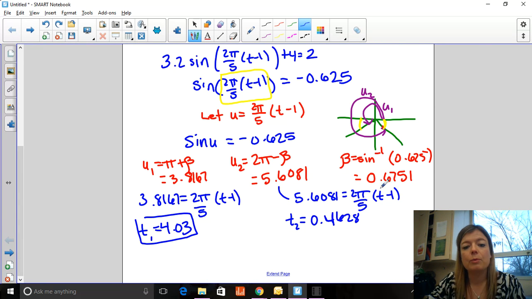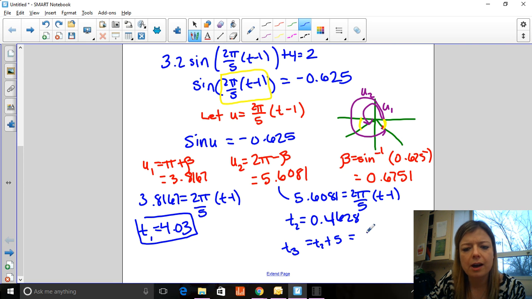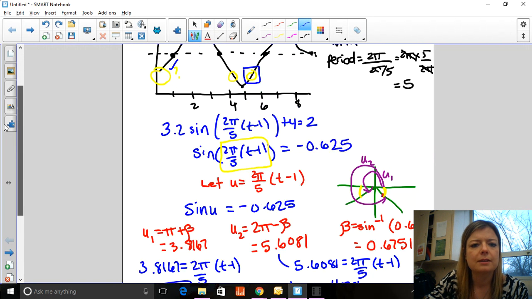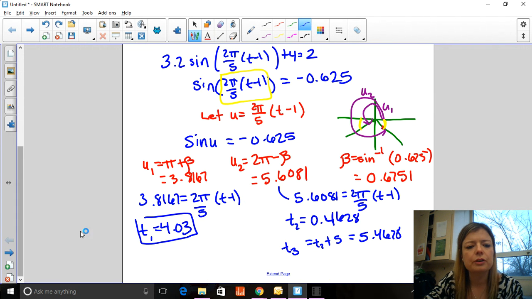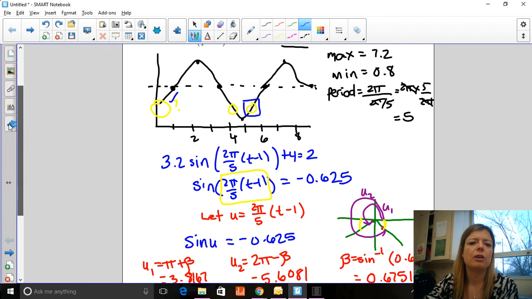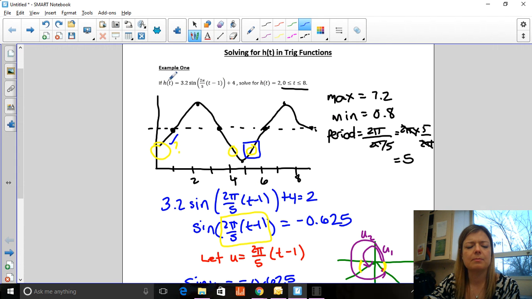Well, you just have to add one period. So another period you just add, which is 5. So you add t2 plus 5. So you get 5.4628, which if you look at this, that matches up to where it should be. So there you go. Those are your three solutions, 4.03, 0.4628, and 5.4628. Those are all of the t values that make this function equal to 2 between t values of 0 to 8.